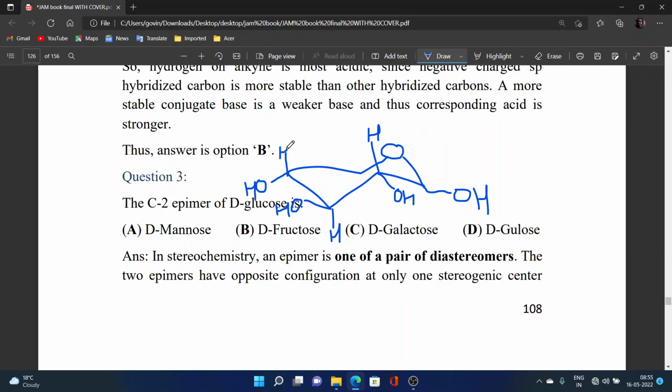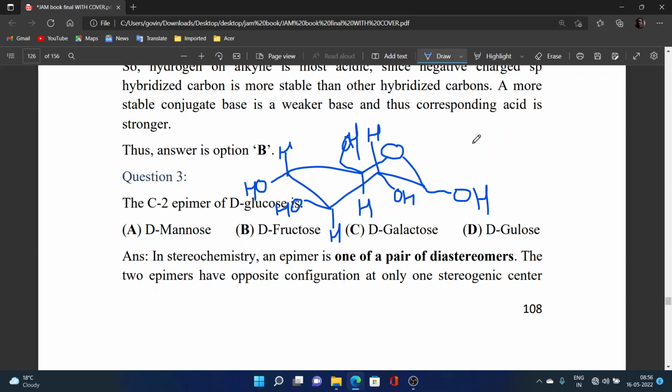And on the last one, the axial position is again hydrogen and the equatorial position is CH2OH, which is again in the equatorial position. The bulky groups are in the equatorial position. That is why, if you see, glucose is the most abundant sugar present in nature, because it is most stable.